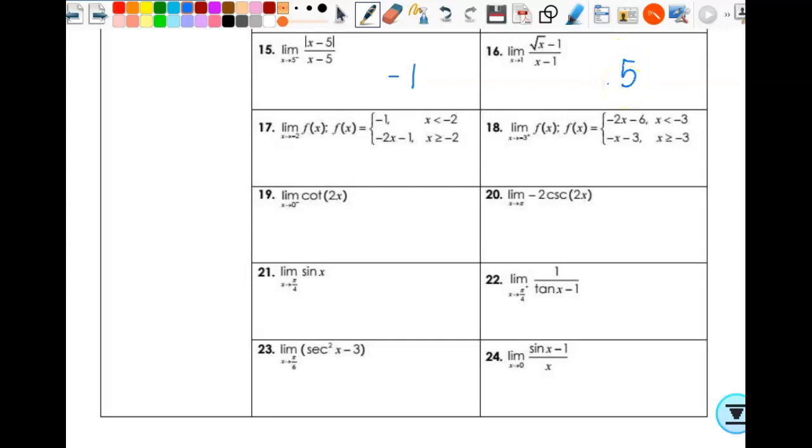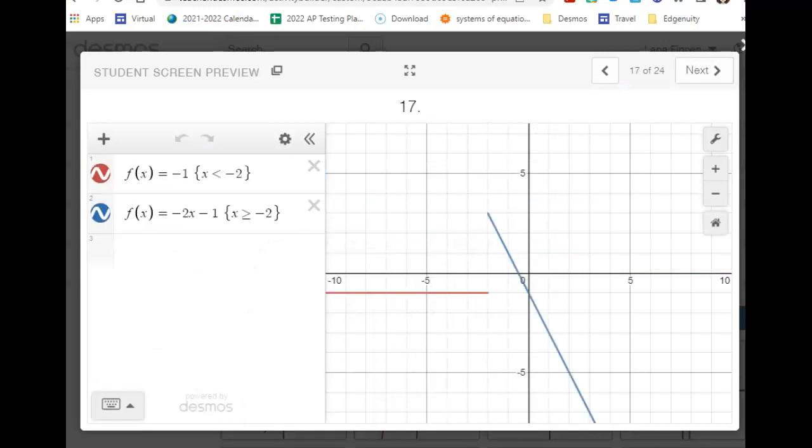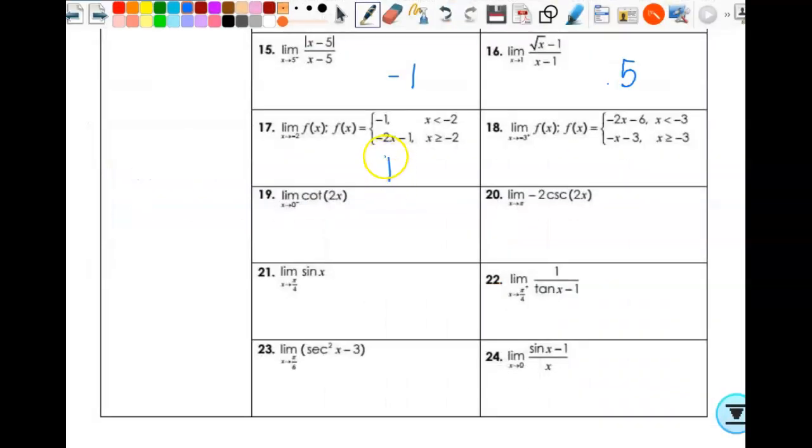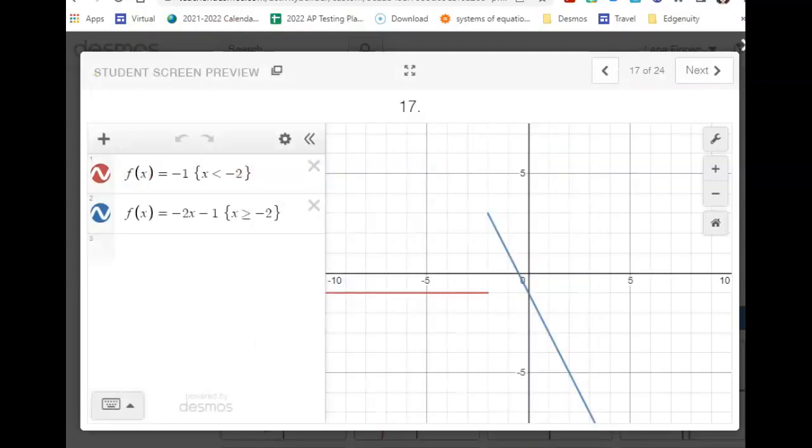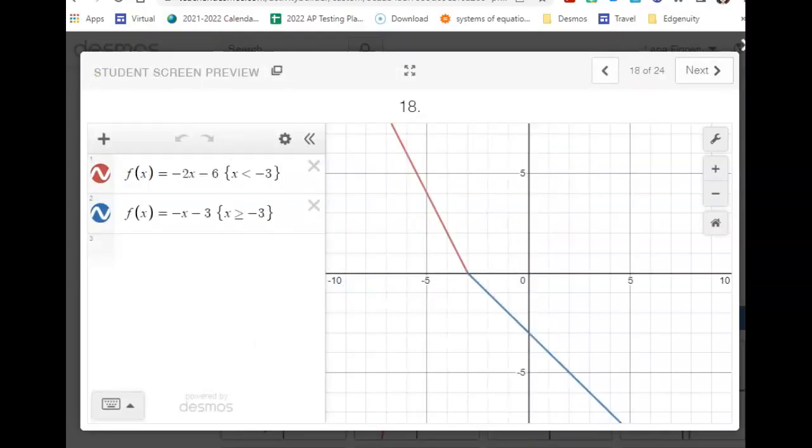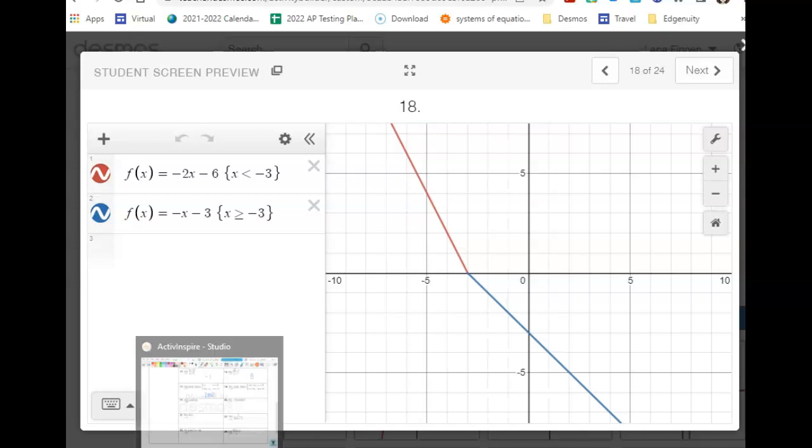All right, number 17. As x approaches -2, what's the limit as x approaches -2? Does not exist. Very good, because it doesn't say from the left or the right. All right. 18, I want the limit as x approaches -3 from the right. As we approach -3 from the right, what's the limit? 0. Very good.